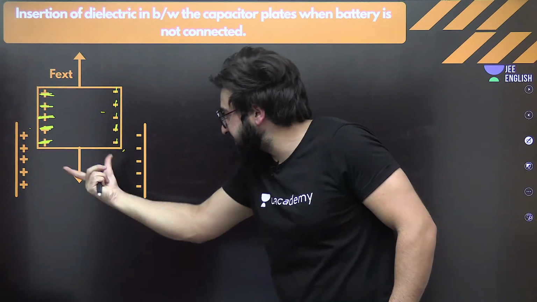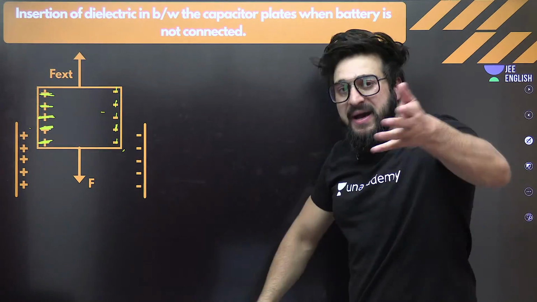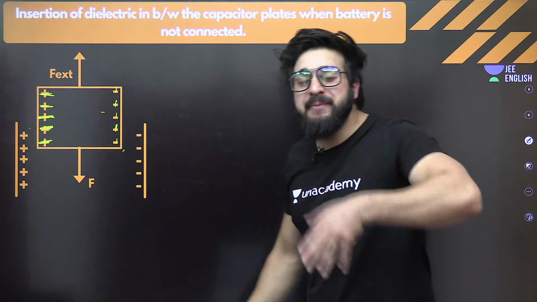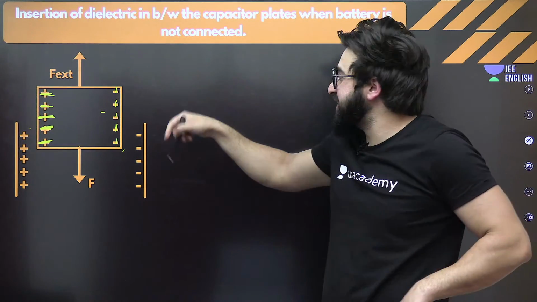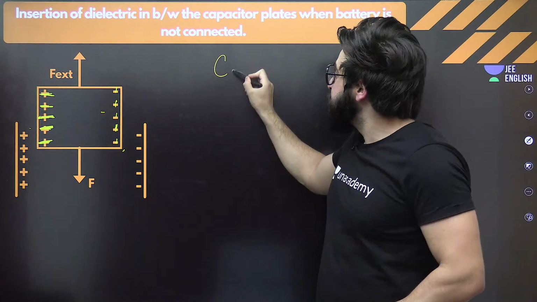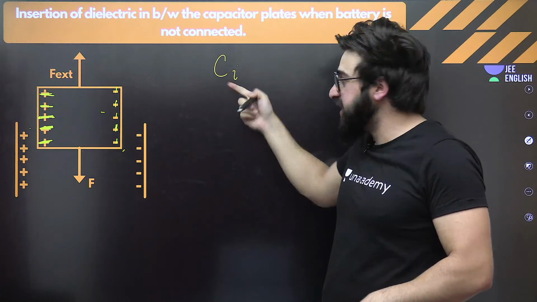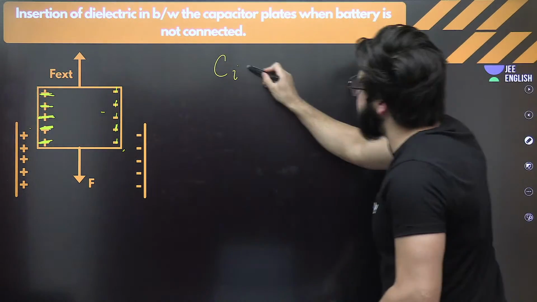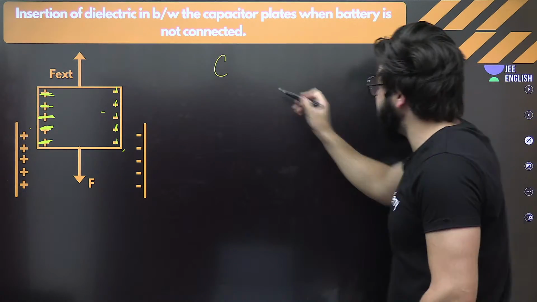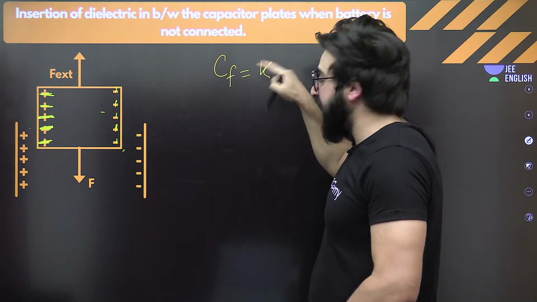Whenever we place the dielectric in this parallel plate capacitor, what happens with the capacitance? We have proved previously that the capacitance will increase. So if I say the initial capacitance is Ci and the final capacitance is Cf, can I say that it is K times Ci?